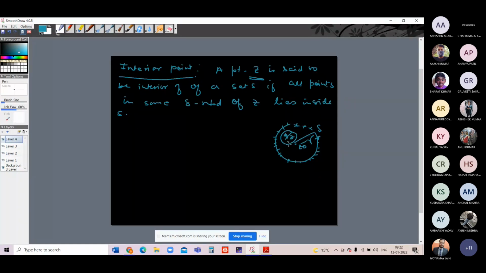Otherwise, it will not be the interior point of this S. So z will be the interior point of this S if there exists a delta neighborhood of this z, and all the points in this neighborhood lie inside this S. Okay, next is exterior point. Interior point, then exterior point.